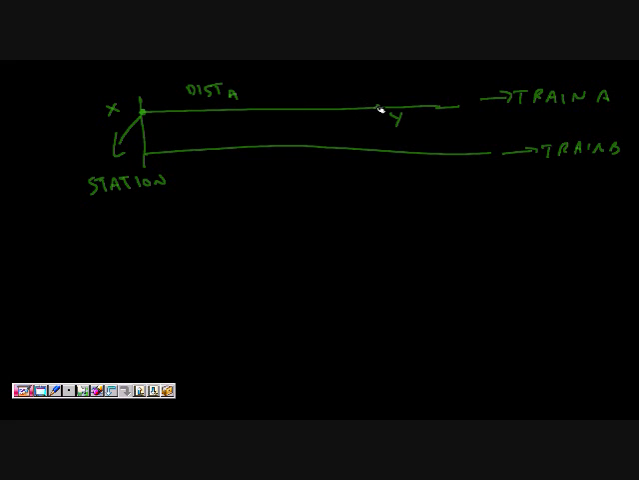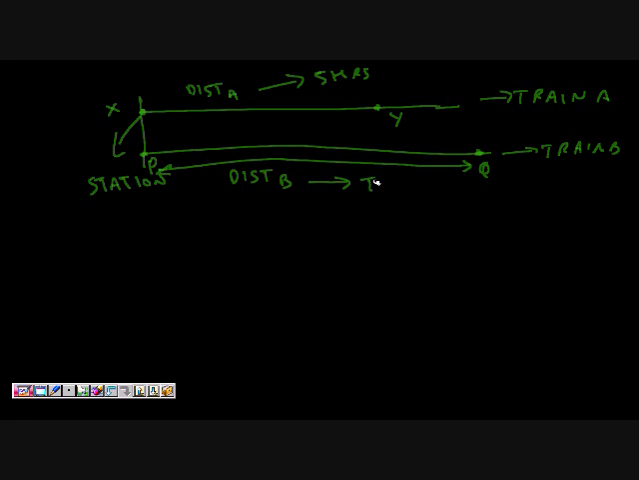And similarly, train B starts at this point and goes here, and let's call this PQ or something, and ends up here. So let's call this distance of B. Now the thing is that both of these trains travel distance A and B in 5 hours. So train A travels distance A in 5 hours, and train B also takes 5 hours to travel distance B, 5 hours as well.